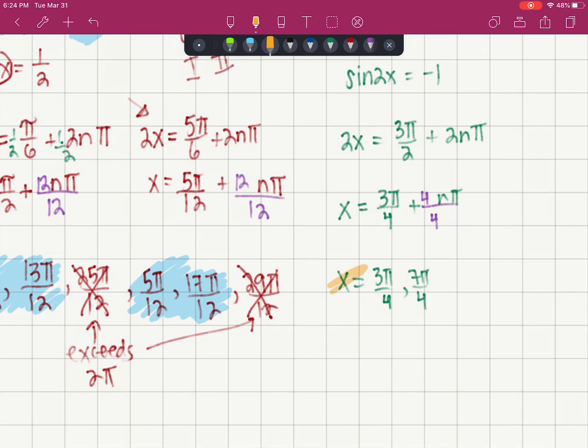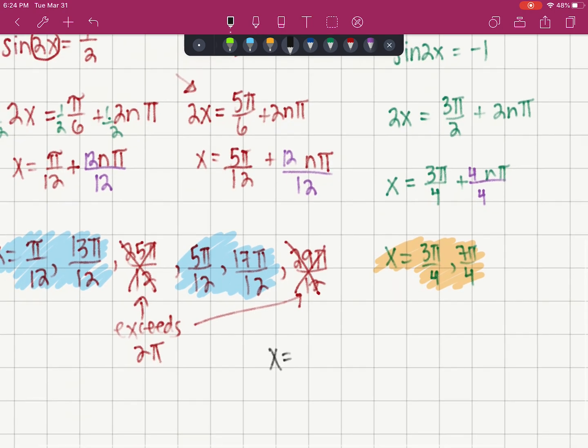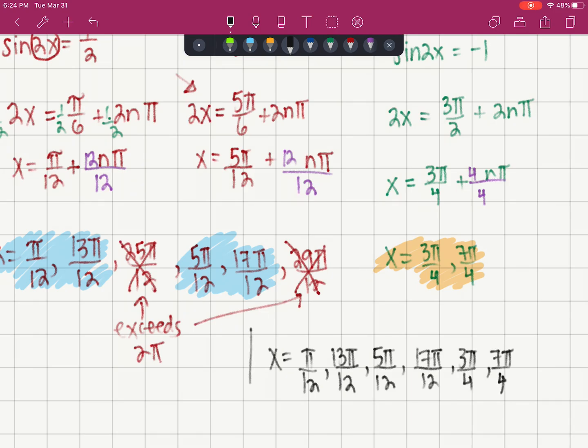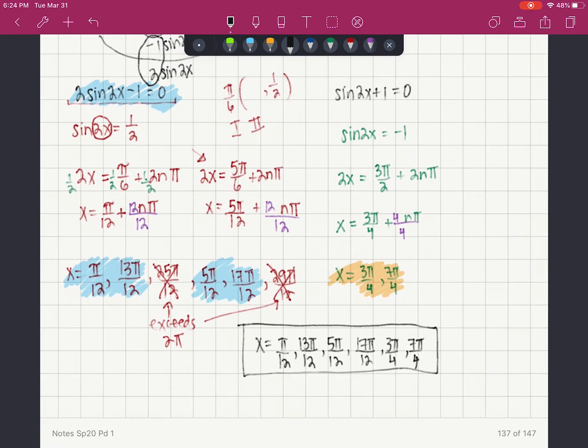Therefore, I'm going to color code this one too. So here are all the answers. I'm going to write them all out: pi over 12, 13 pi over 12, 5 pi over 12, 17 pi over 12, 3 pi over 4, and 7 pi over 4. So those are all the answers to number 13. That's a tricky one, and that would probably be the trickiest one that you would need to do until we learn double angle formulas, which is in 5.5, I believe.